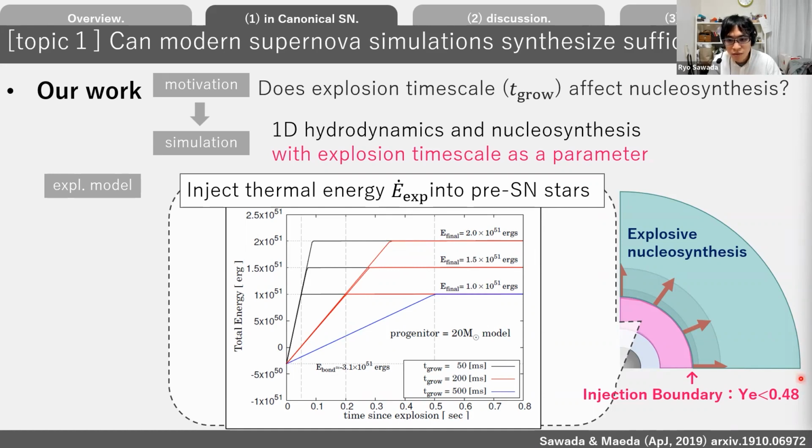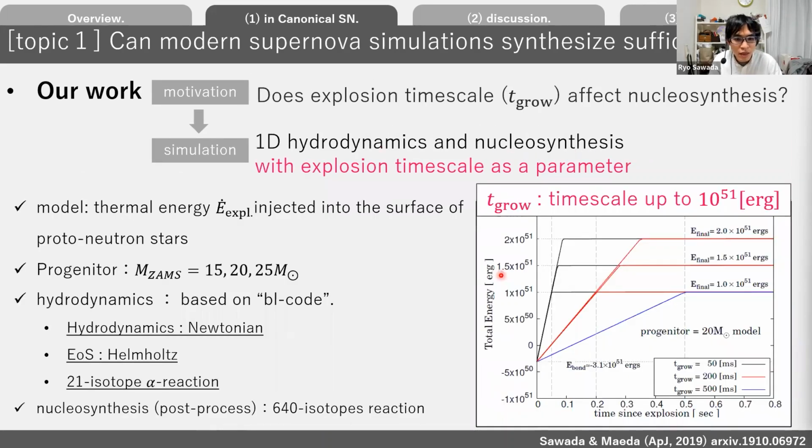Therefore, where the shock wave is produced depends on the injection position. In other words, this is one of the parameters. We want to find a sufficiently robust upper limit of the nickel production, so we choose a position well inside. And the detailed simulation setup is like here. We use three progenitor models, we use the BL code, the hydrodynamics is Newtonian, and for the EOS we use Helmholtz. First we do a small network calculation, and in post-processing we calculate the detailed nuclear reaction network.